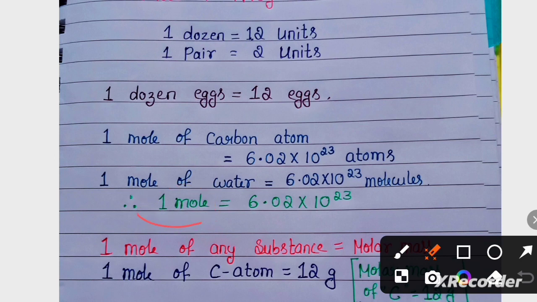And 1 mole always equals 6.02 into 10 to the power of 23. Like how 1 dozen is equal to 12, 1 mole equals 6.02 into 10 to the power of 23. For example, 1 mole of carbon contains 6.02 into 10 to the power of 23 atoms of carbon, and 1 mole of water contains 6.02 into 10 to the power of 23 water molecules.